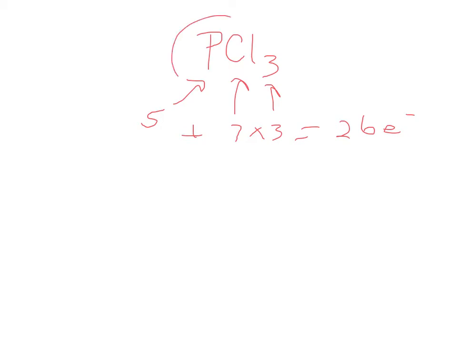Typically the way these formulas are written, the least electronegative element is usually written first. You can also look up the values, or you can look at the trends in the periodic table to try to figure that out. But we know that phosphorus is to the left of chlorine in the table, so it makes sense that it's the least electronegative, and that's going to go in the center.